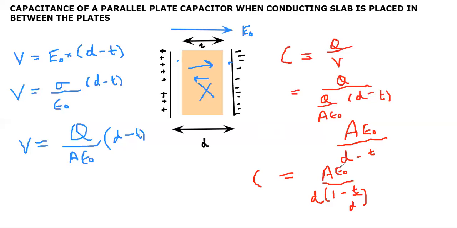Now, if you see this value, this is A epsilon naught by D. This was the value of capacitance when there was nothing in between. That is the basic formula of a parallel plate capacitor, the capacitance of a parallel plate capacitor. This can be termed as C naught. So you can also write this formula as C is equal to C naught into 1 minus T by D. So this is the formula of capacitance when a conducting slab is placed in between.